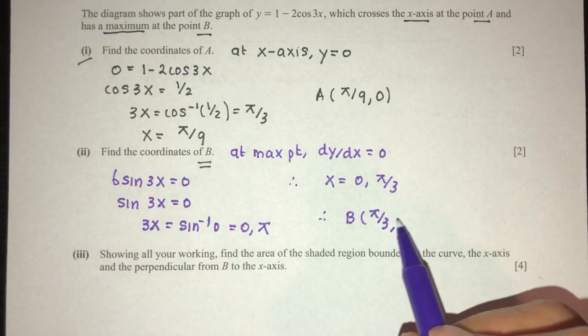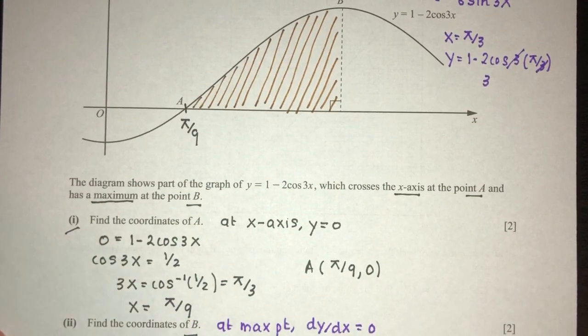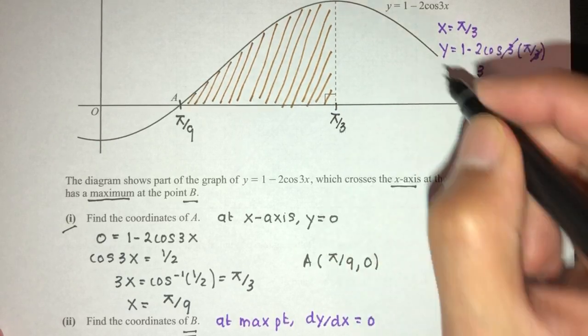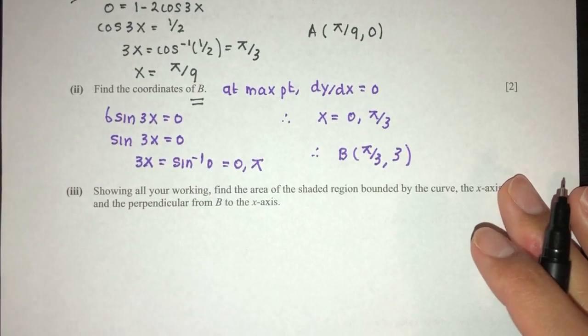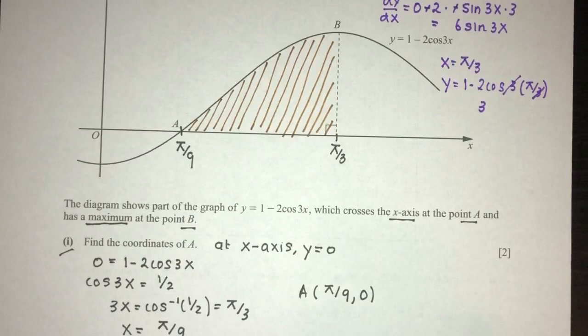So b is pi by 3 and 3. That is for part 2. So let's mark the point as well, so we know the limits of integration. This is pi by 3. Now finally, showing all your work, find the area of the region.